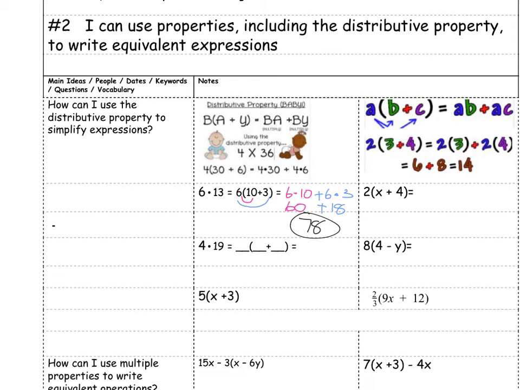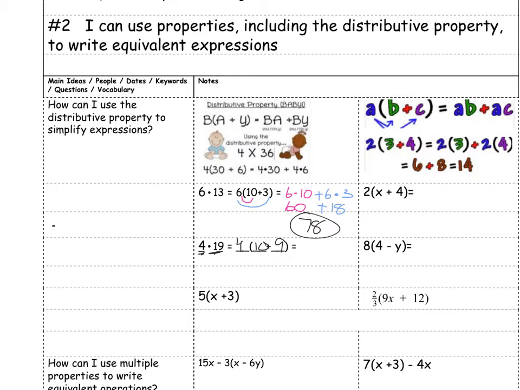So let's practice again. So 4 times 19. So we have the 4, that's what we have in front, and think about how this 19 can be broken apart. 10 plus what can get us 19? 10 plus 9. 10 plus 9 can get us to 19, right?